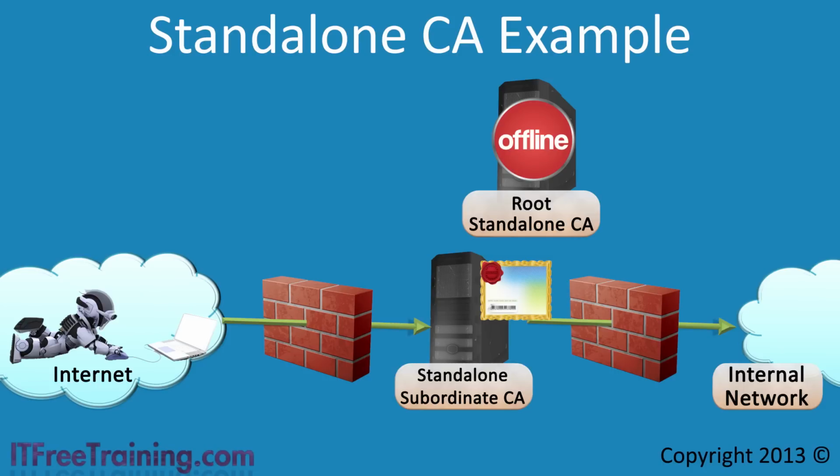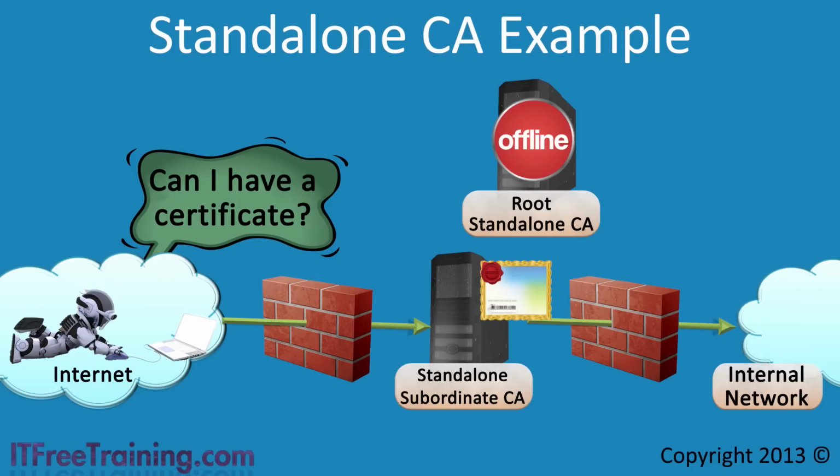Now, a third party can put in a request to have a certificate created on the standalone subordinate CA. In order for the certificate to be issued, an administrator would need to approve the certificate before it will be issued. Until this is done, the request will sit in the pending requests queue on the certificate authority. The advantage of using a standalone CA is that it is very easy to secure. The disadvantage is that certificates will need to be approved before they can be issued.